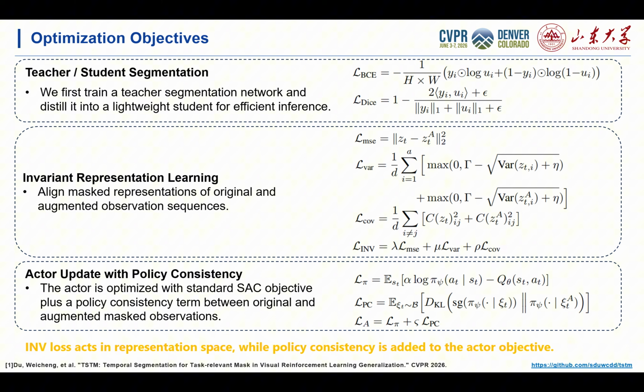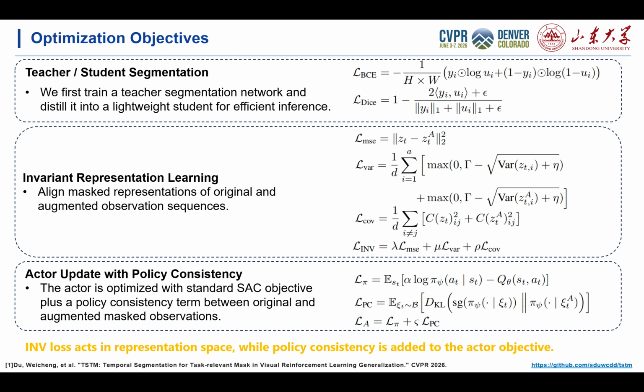This slide summarizes how TSTM is optimized. First, for teacher and student segmentation, we train a teacher segmentation network and distill it into a lightweight student model for efficient inference. The teacher is supervised with BCE loss and dice loss.